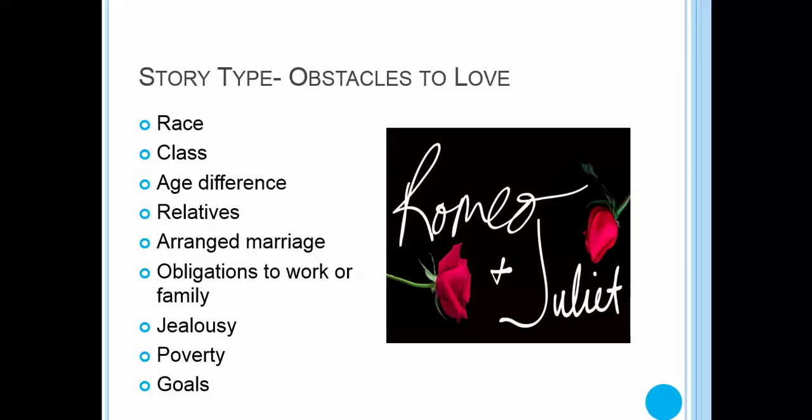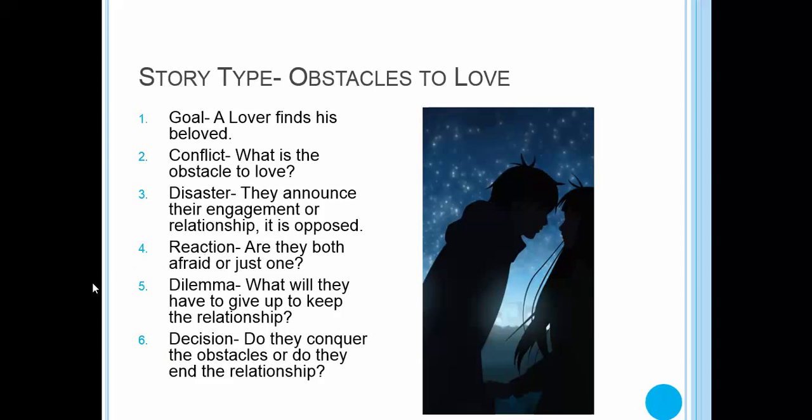So with the obstacles of love, when you're talking about race, class, age difference, these are all things that would keep two people from being together. So you have a story with two characters that really want to be together, but because of these differences, whether one of them already has an arranged marriage, whether they are obligated to work or to family, jealousy, poverty, goals, there is something that is an obstacle keeping them from being together. At the beginning, you have a lover who wants to find his beloved. Now, what is the obstacle to love? It could be any of those conflicts.